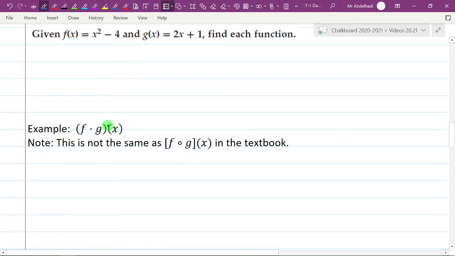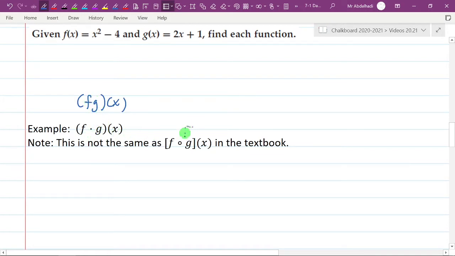Now we'll do these ones separately. We're not going to do multiplication and division at the same time because they're different. Now I want to point something out before I start. In the book, they use a dot for multiplication. You can either use a dot or you can just leave it as fg of x like this, without a dot, because when two things are next to each other, it's multiplication.